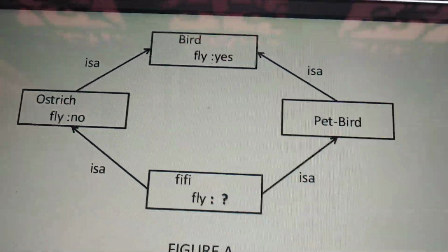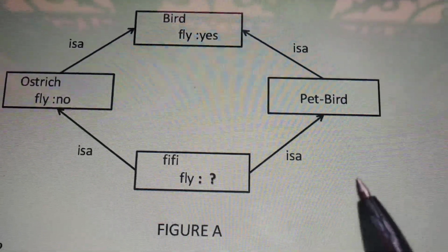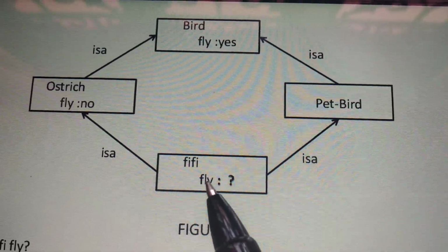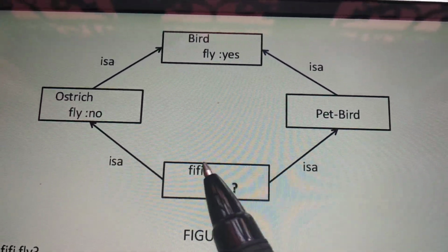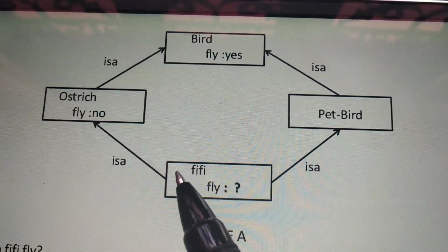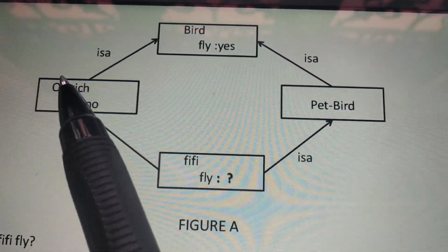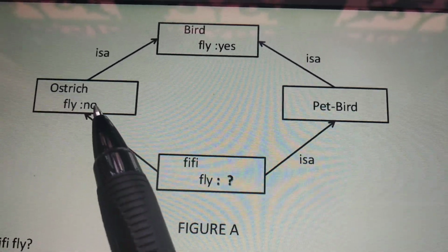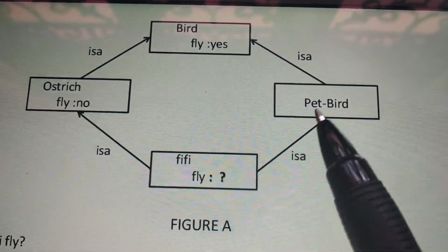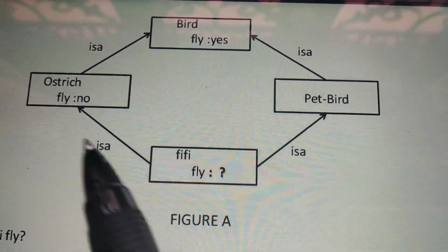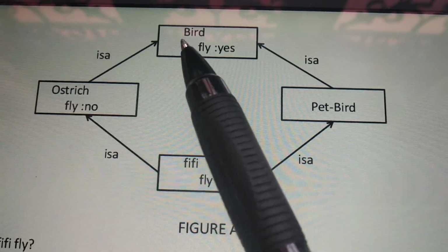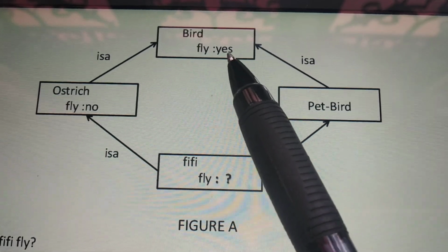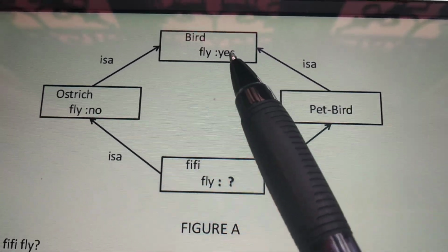Understood? So I will recapitulate what we need to do. We start from the node whose value is to be determined, and using breadth first search you traverse upwards through isa and instance links. When you go upward, the first node that you get is ostrich with the fly attribute value as no. The path length till this is 1. When you go from this side, you are not getting any answer. Then when this is expanded further, you go to the bird node with the fly attribute value as yes.